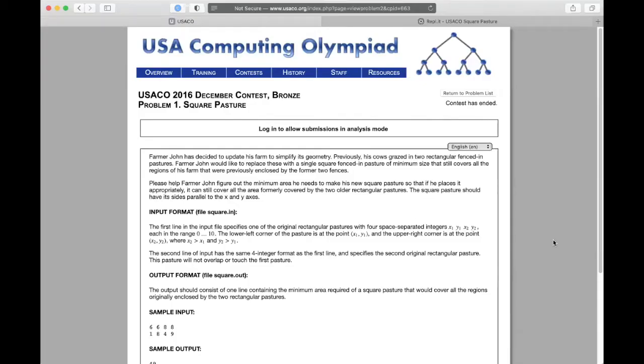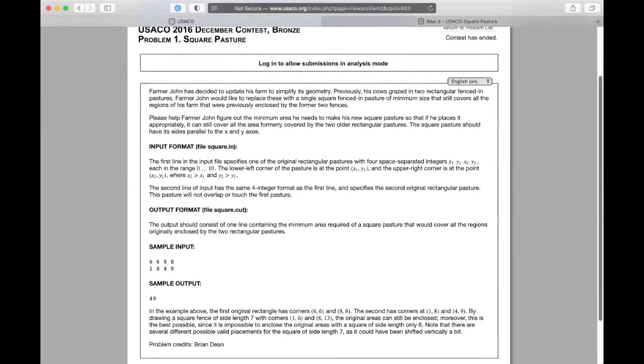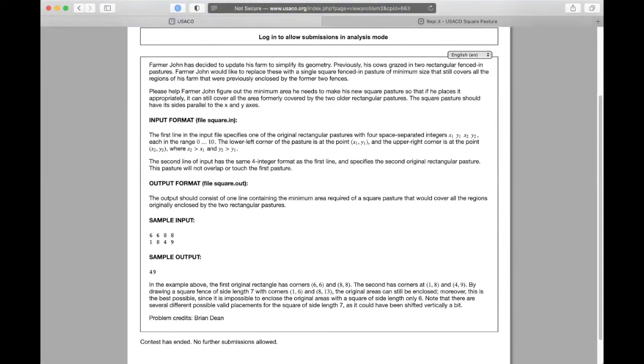We'll be going through the USACO 2016 December contest, bronze problem 1, square pasture. You can go ahead and take a quick read through of this problem. Okay, so let's quickly discuss what we're given and what we need to find.